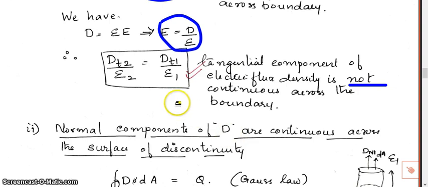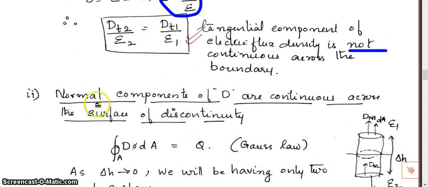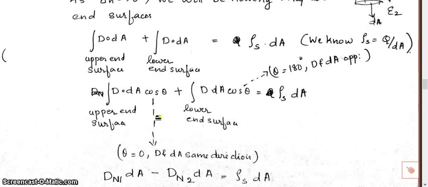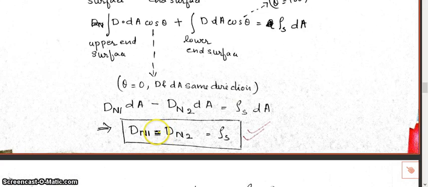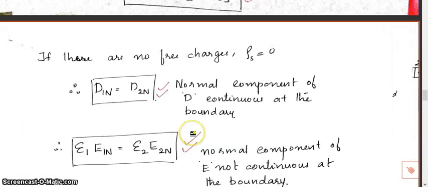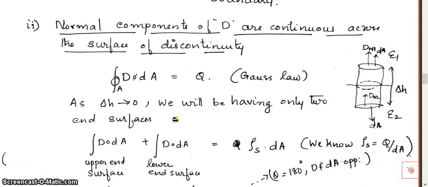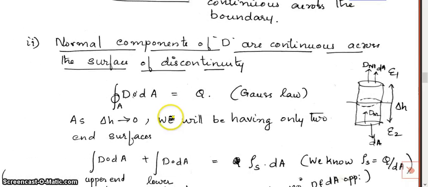Next, in the second section we will see what happens to DN1 and DN2, similarly EN, at this dielectric interface. For that we have to use Gauss law. According to Gauss law, you know that the closed surface integral of D dot dA is equal to Q. This is our Gauss law.